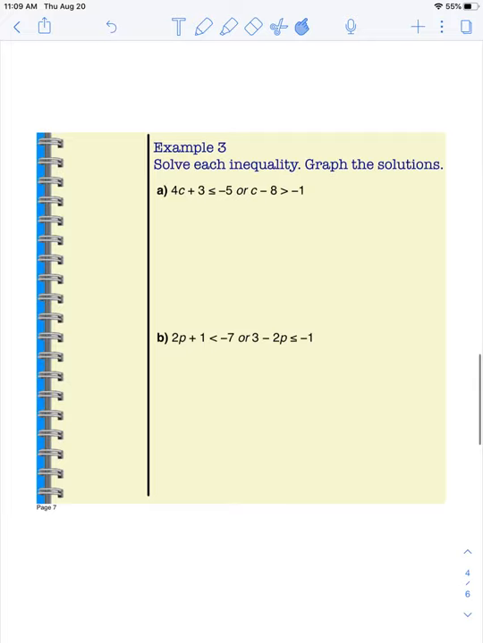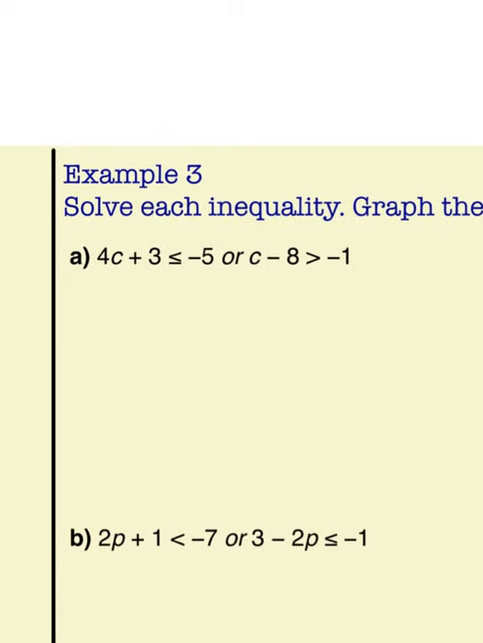All right, so for part A, we have, just trying to zoom in. For part A, we have 4c + 3 is less than or equal to -5. We're going to solve for c, so let's subtract 3 from both sides. I have 4c is less than or equal to -8. And now I divide by 4. So I have c is less than or equal to -2. I divided by a positive, so I did not have to flip the sign.